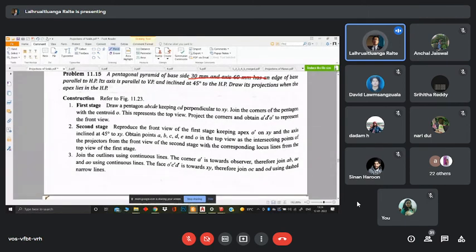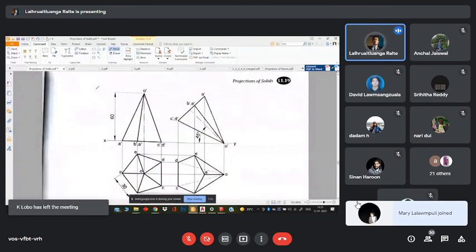So here we have a condition wherein an edge of the base is parallel to HP. Edge of the base of a pentagonal pyramid is parallel to HP, meaning it's not talking about the entire base. It is saying that one edge of the base is parallel to the HP, and the axis is parallel to VP and inclined at 45 degrees to HP. VP is still inclined. So more or less we are going to have a similar situation, but then it is saying that the apex is in the HP, so the tip is in the HP. So we are going to have something like this.